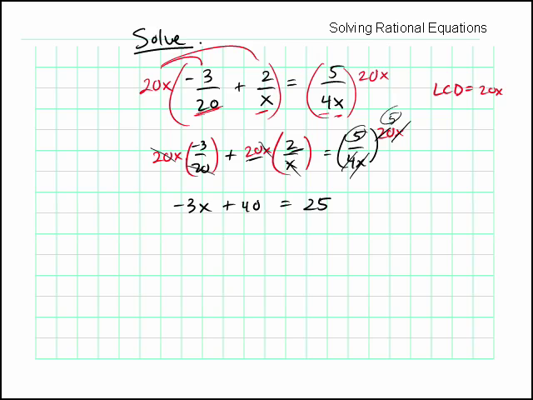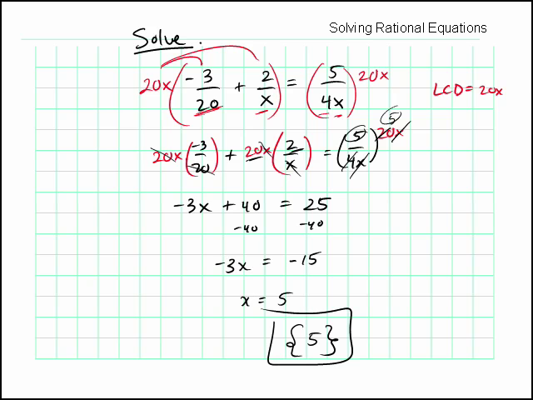Okay, I've multiplied both sides by the LCD, and all these fractions are gone. So now I'm going to subtract 40. -3x equals -15. And negative 15 divided by negative 3 is a positive 5. The solution to the equation is 5.